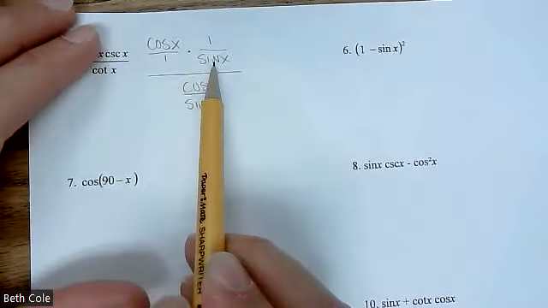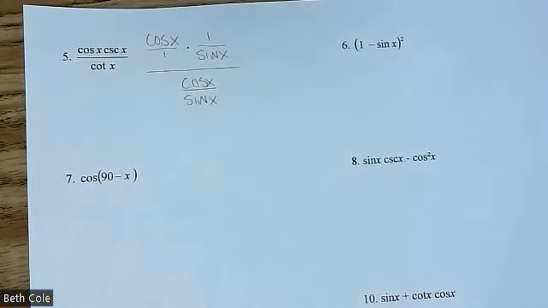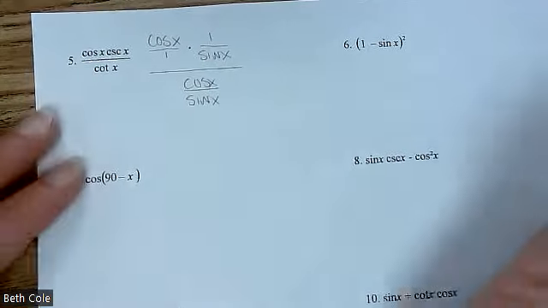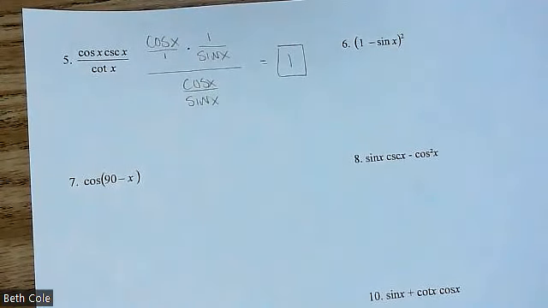You have cosine over sine over cosine over sine. Do you remember when we did the unit circle and we had square root of 2 over 2 over square root of 2 over 2? It's really similar to that. Anything over itself is 1. This whole thing is 1, which is kind of neat. I kind of like when it comes out to just a number; that's satisfying.